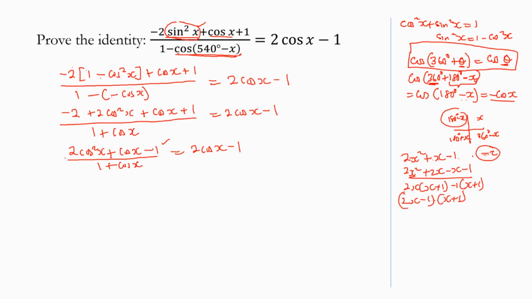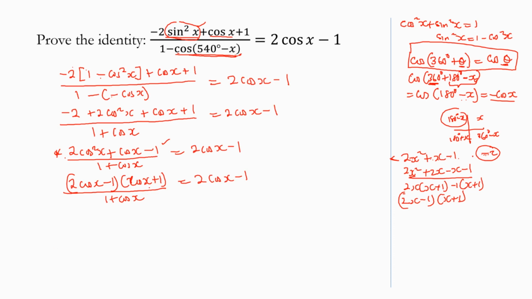Remember this x is like our cos x. If you can do this part without doing the substitution, that's fine. You can do it straight away. So let's just factorize that. It becomes (2 cos x minus 1)(cos x plus 1), all this over 1 plus cos x, is equal to 2 cos x minus 1.